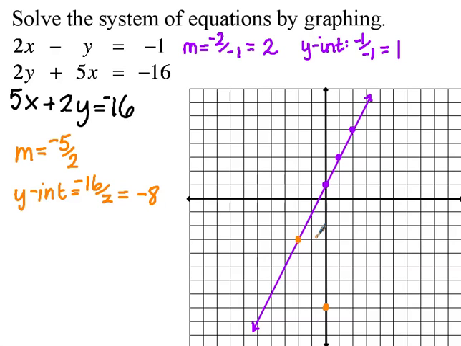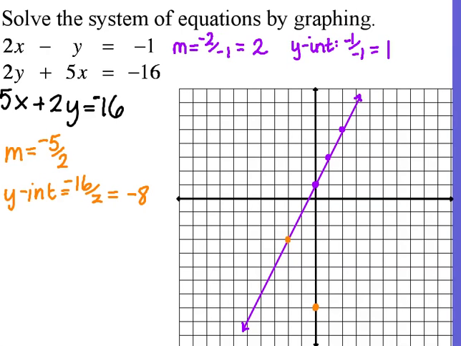Now, mind you, you still have to put the line through it. So here's your -8, right? A slope of -5 halves means you can go down 5 to the right 2, or I can go up 5 to the left 2. Why did you get -5 over 2 for the slope? Because it's -a over b.